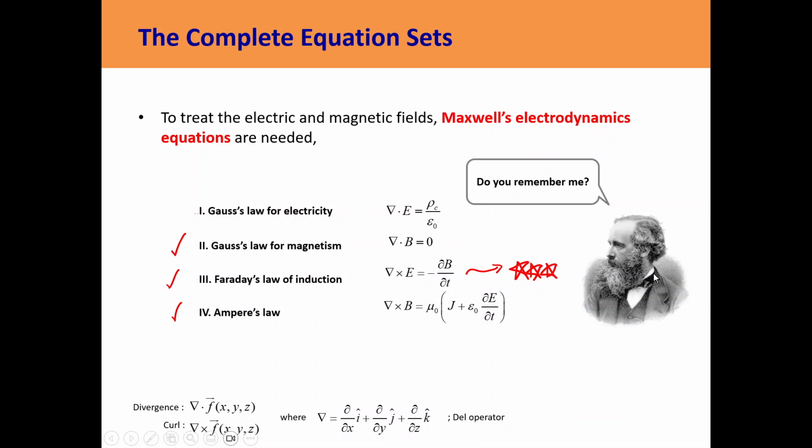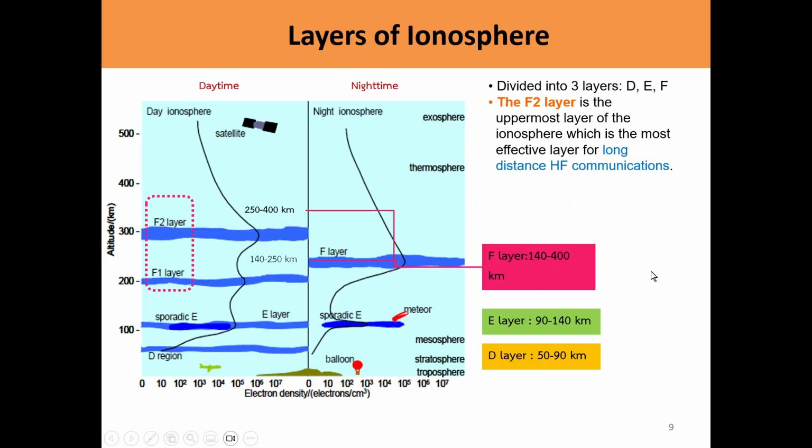You remember him? He's Maxwell. This layer, Ajahn maybe talked about it already. Daytime and nighttime, they're different, right? At this layer during daytime, you have F1, F2, you have the E layer, you have the D region. But at nighttime, you mostly have the F layer. You don't really see much in the E layer except the sporadic E events.